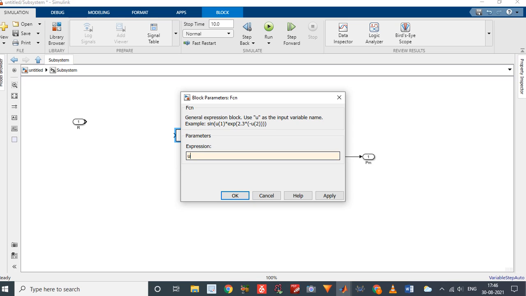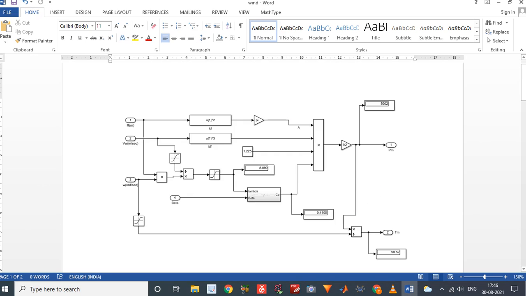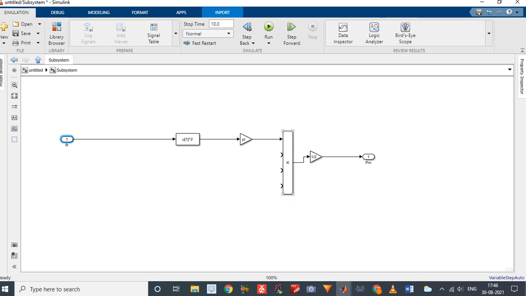U of 1 square. I'm giving this because we are having pi r squared, and r is the input, that's why I'm giving it like this. And then another input I'm going to give. That input will be VW, the wind speed. For that I have to take another function here.